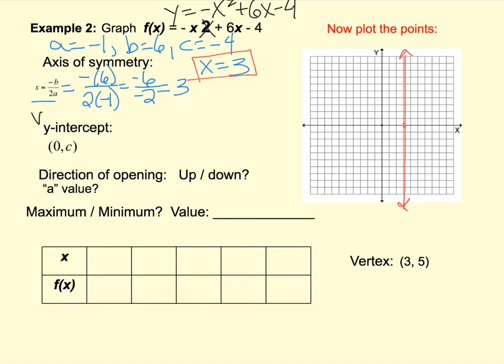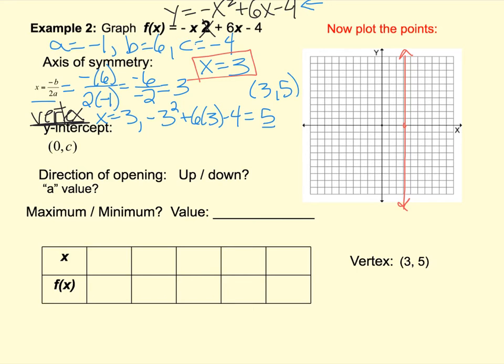Now I need to find the vertex. So there's my vertex. The vertex has the same x value, so x equals 3, and then I substitute that 3 into my function to find out what y equals when x equals 3. So I'm going to have negative 3 squared plus 6 times 3 minus 4, and that gives me, negative 3 squared is 9, plus 18 would be positive 9, minus 4 would be 5. So my vertex is (3, 5).